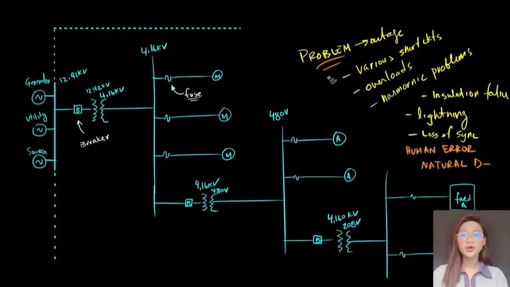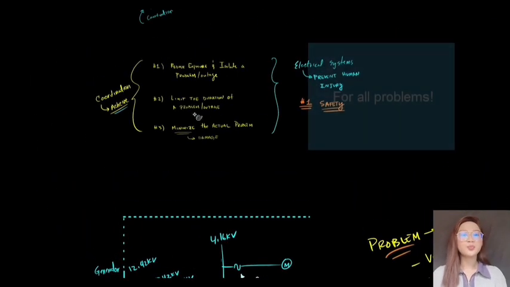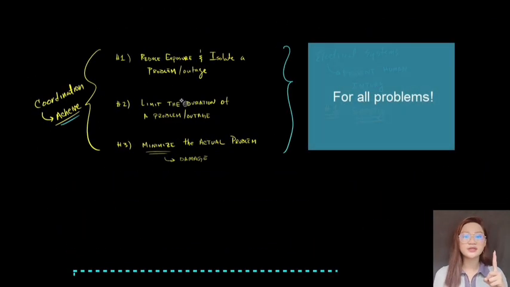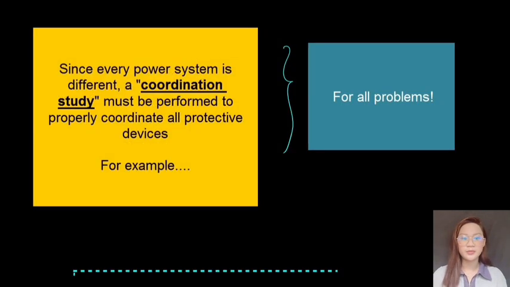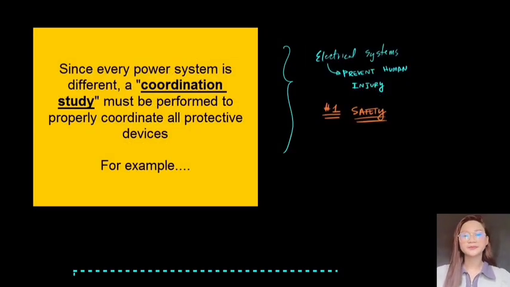In our protection coordination, it's supposed to do these three things. It's supposed to reduce the exposure and isolate the problem. It's supposed to limit the duration of the problem. And it's supposed to actually minimize the actual problem so the damage is minimal. Let's see how that works.